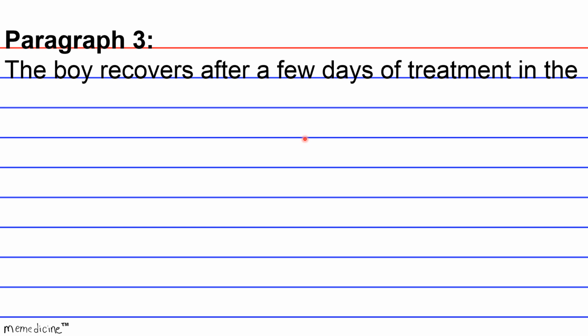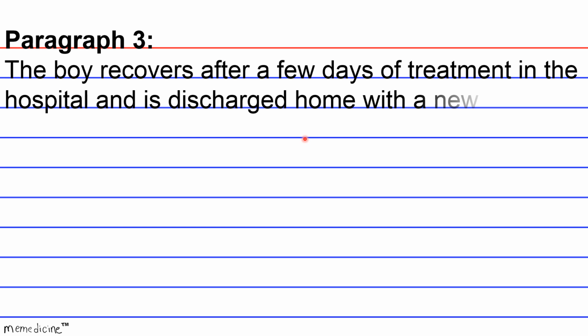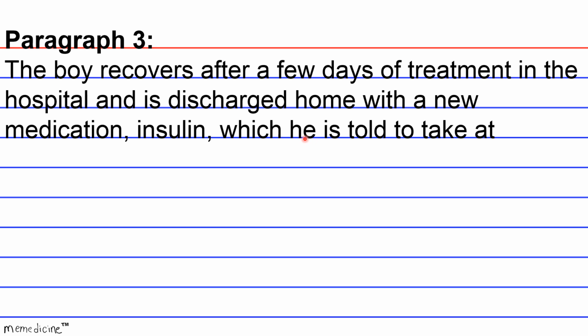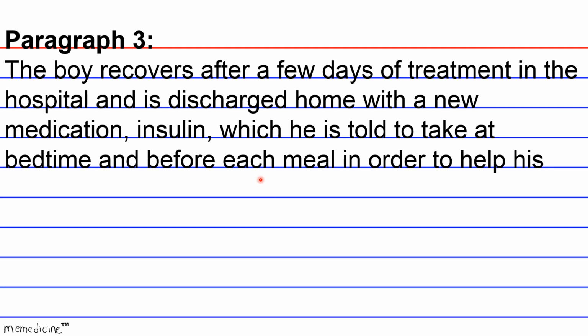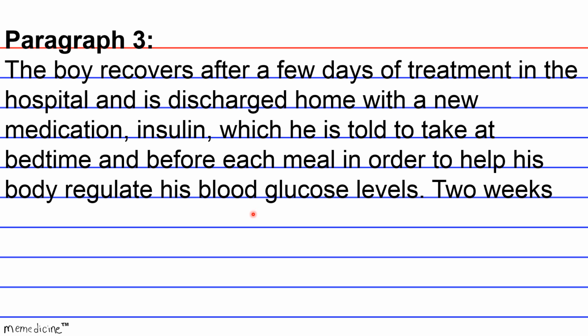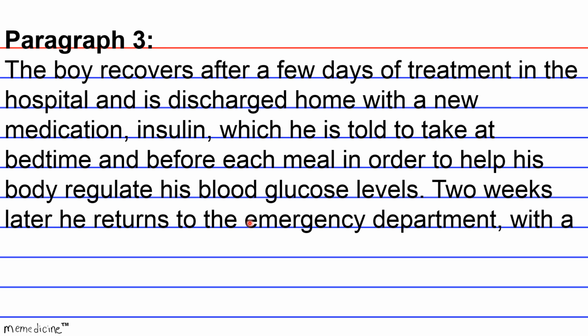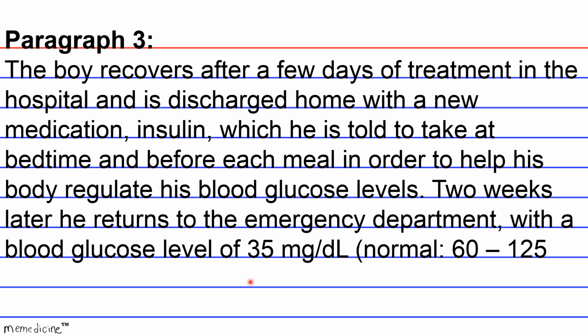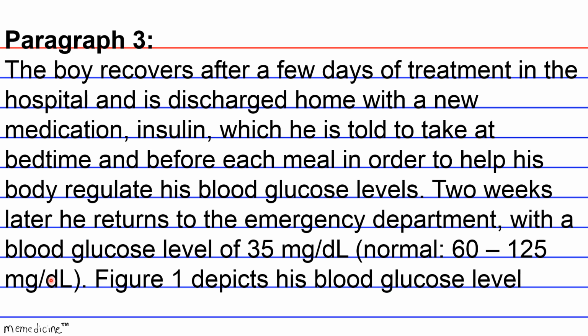Paragraph 3. The boy recovers after a few days of treatment in the hospital and is discharged home with a new medication, insulin, which he is told to take at bedtime and before each meal in order to help his body regulate his blood glucose levels. 2 weeks later, he returns to the emergency department with a blood glucose level of 35 milligrams per deciliter. Again, the normal range is 60 to 125 milligrams per deciliter, so he's sub-range or below range, okay?